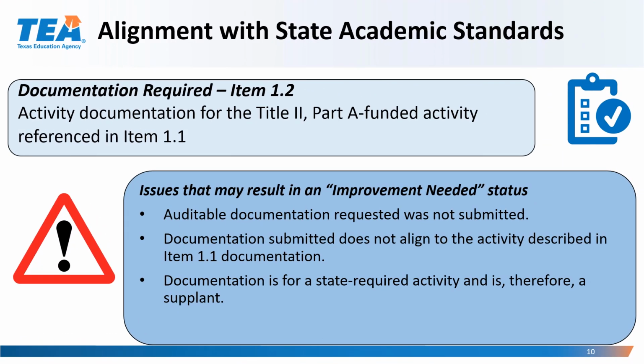Issues that may result in an improvement needed status include auditable documentation requested was not submitted. Documentation submitted does not align to the activity described in item 1.1 documentation. Documentation is for a state required activity and is, therefore, a supplant.